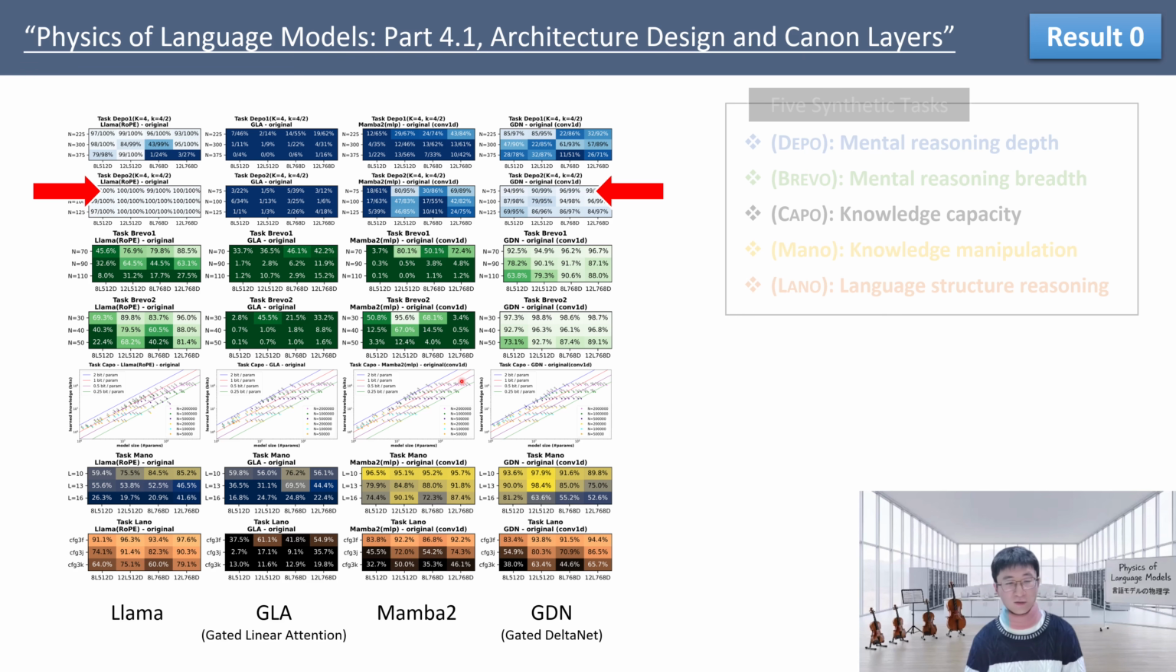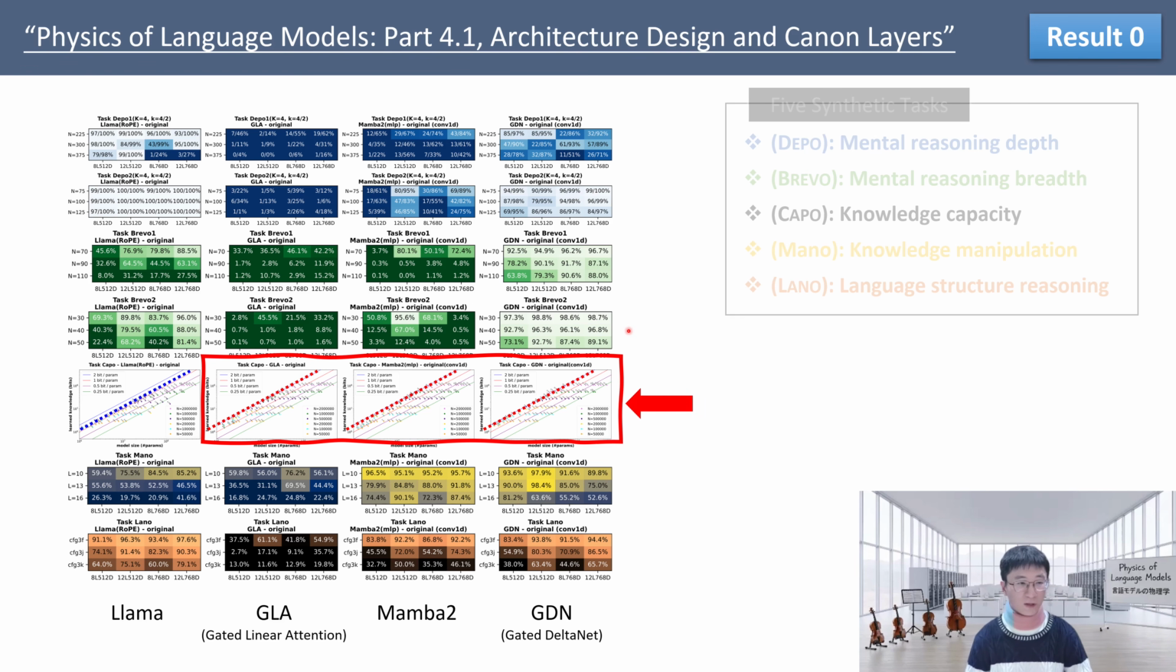Number 2 is actually already surprising. GDN, gated delta net, and transformer are both good in terms of how deep you can reason. But in terms of reasoning breadth, GDN actually performs better than Llama or transformer. This explains why in practice you can see that in some evaluation benchmarks, GDNs are better than transformers. And we pinpointed exactly where this happens: in terms of the breadth of reasoning.